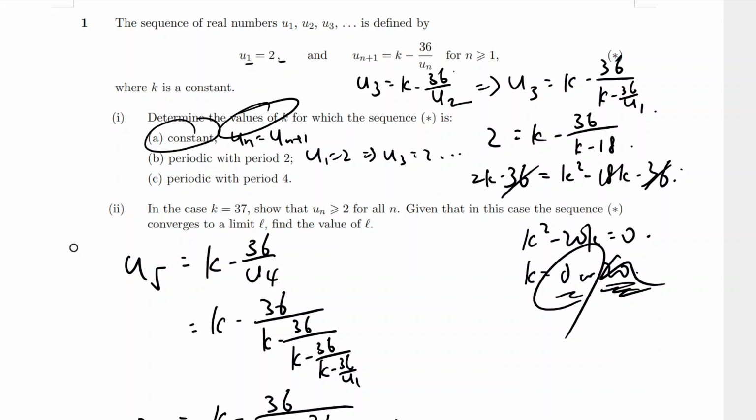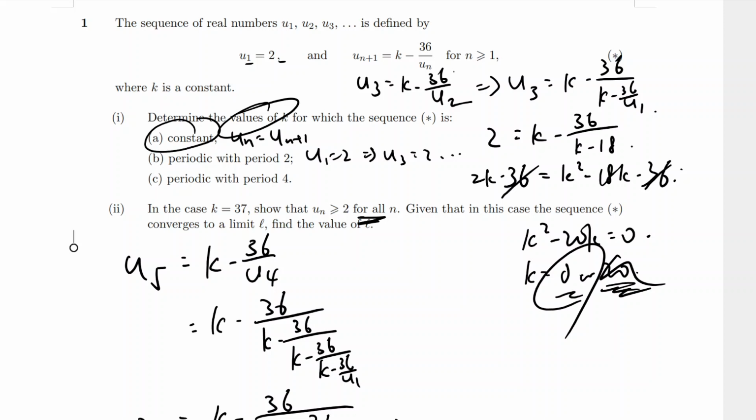In the case k equals 37, show that u_n is greater than or equal to 2 for all n. For all n, what does that suggest to you intuitively? Whenever you see "for all n" in a question, induction, right? It has to be. So we start from 1. Is u_1 greater than or equal to 2? Well, yes, by definition, because u_1 is exactly 2.